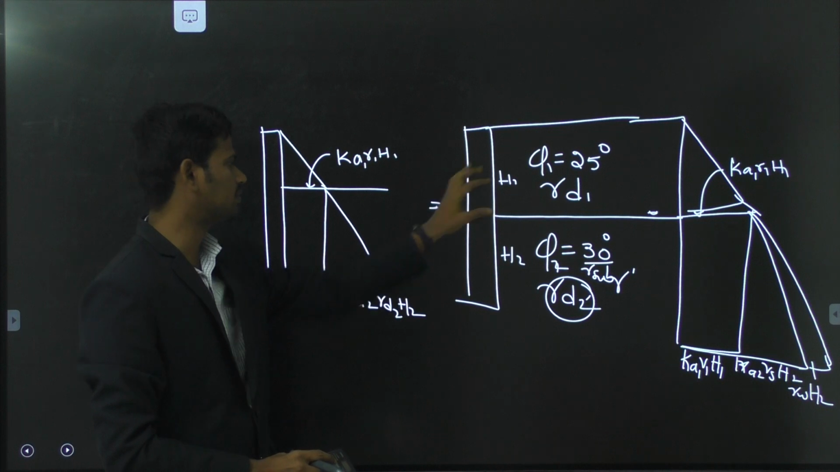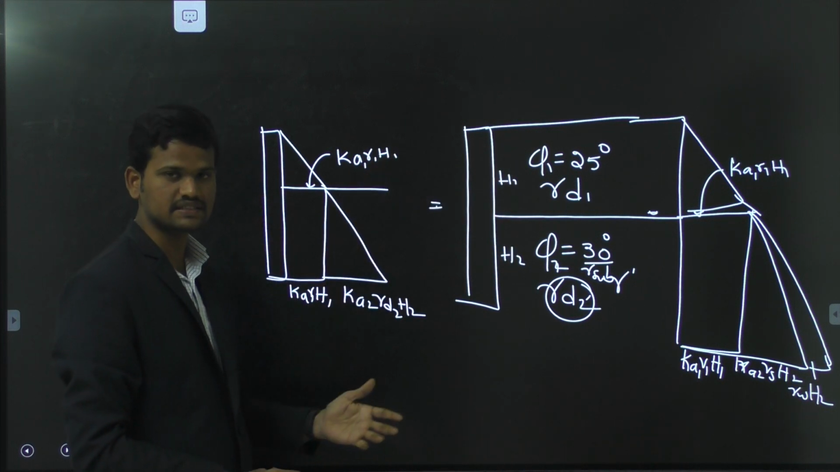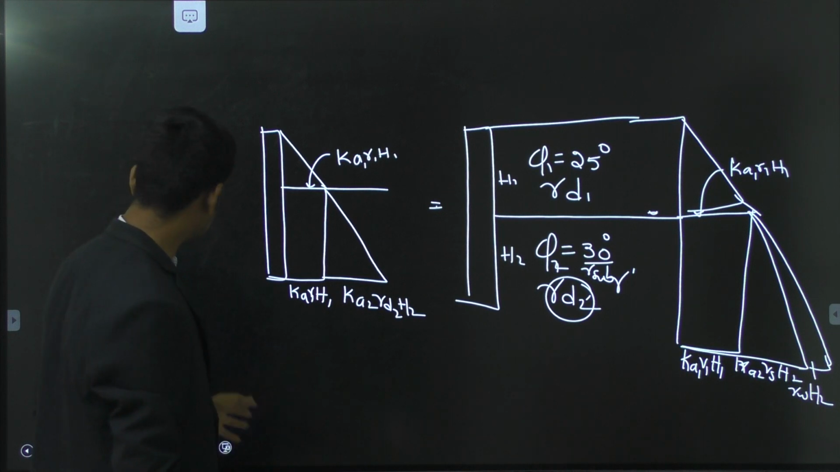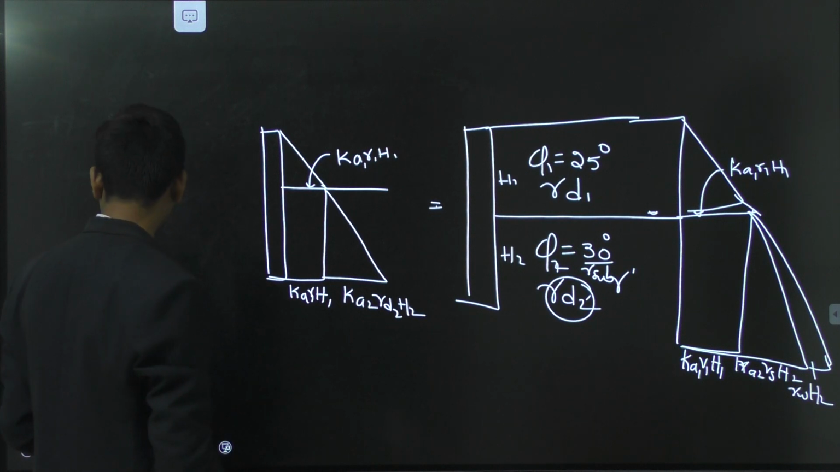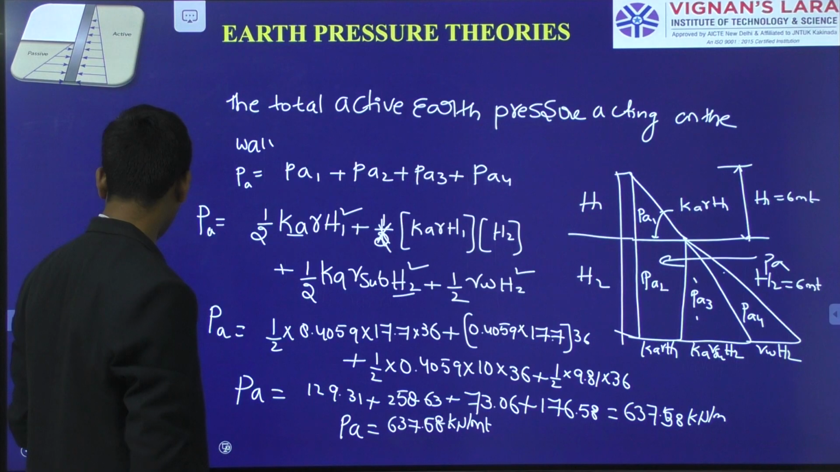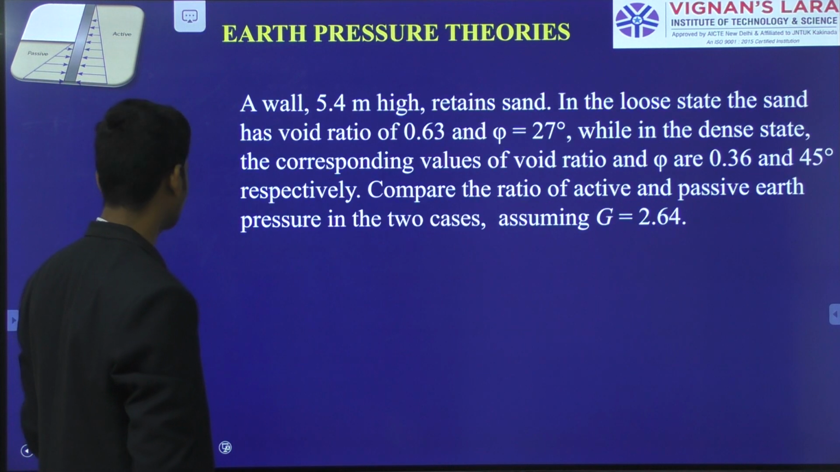Majorly they will ask problems by considering two layers of the soil mass. What is the problem we are discussing in this present condition? Up to now, this is the problem for the lateral earth pressure. Next we will see one more problem.